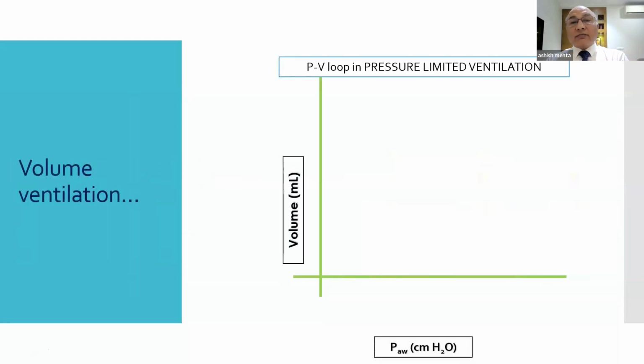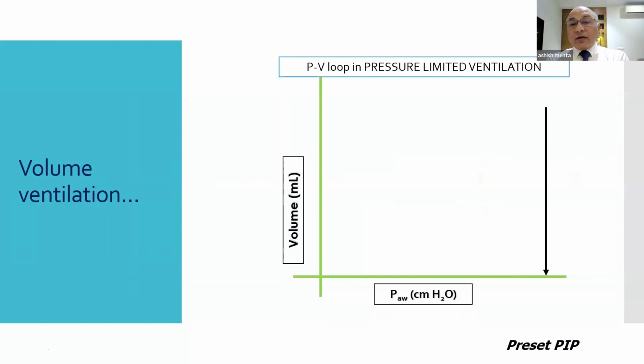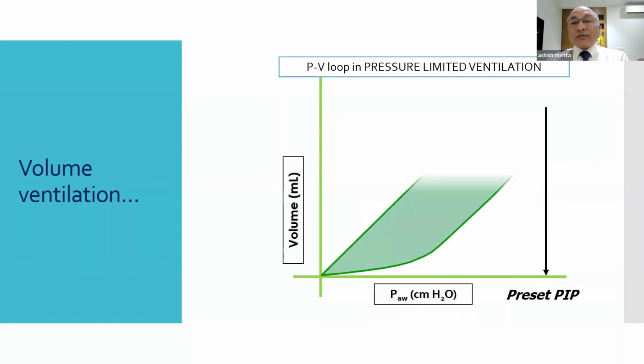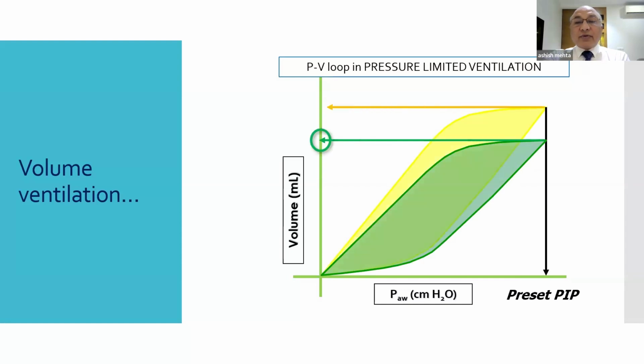If you look at the pressure volume loop, here is the pressure, the PIP. And with this PIP, let's see that this is the volume which has been delivered. You give surfactant, and the compliance improves. With the same pressure, now a higher volume will be delivered. That means the patient has actually improved, but the volume being delivered will be more if you are not careful, and that will cause the problem.